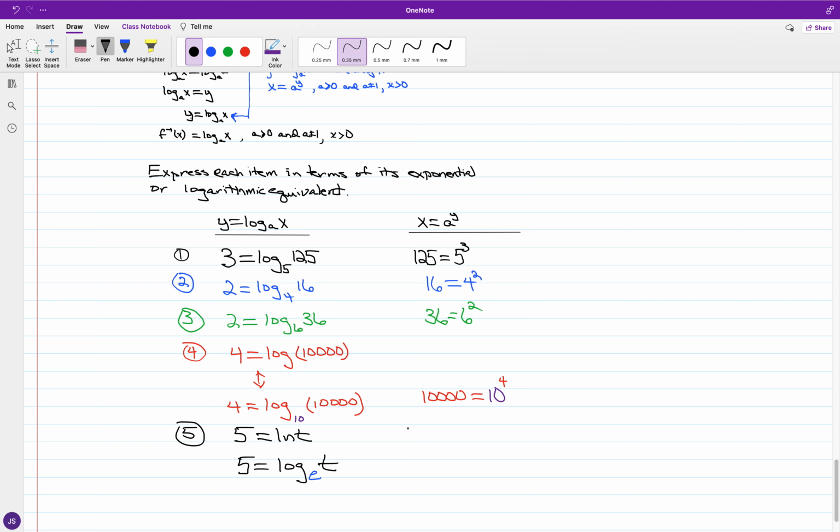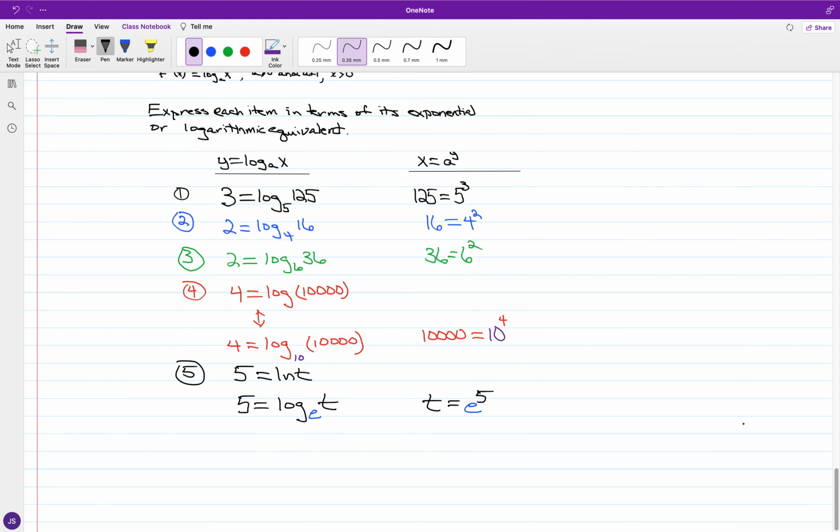And rewriting in terms of the exponential equivalent. So that which represents x is going to be t, and a we'll have as e. So we have t is equal to e raised to the y, which is going to be 5. So we have that t is equal to e to the 5th.